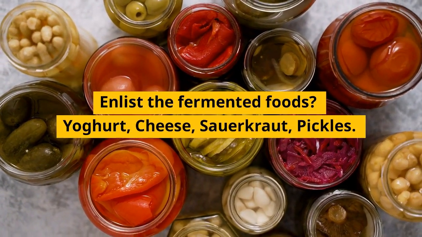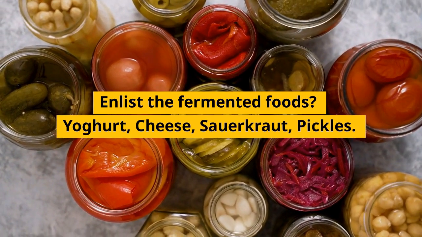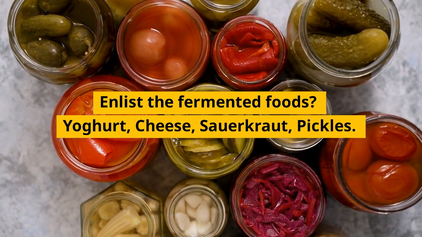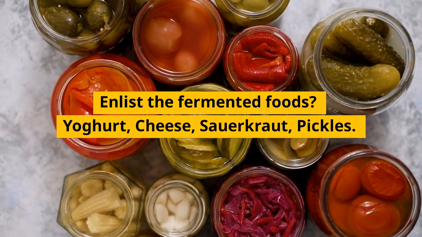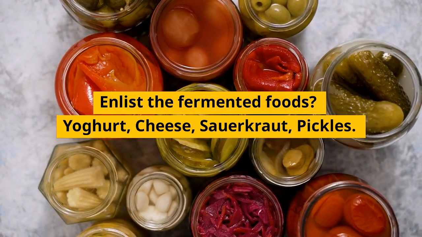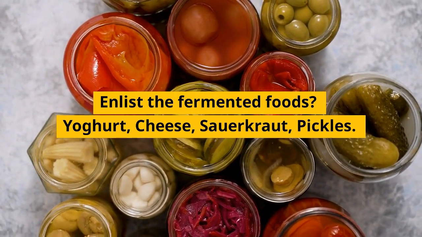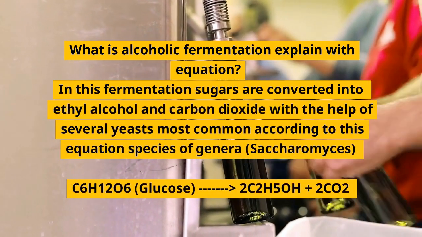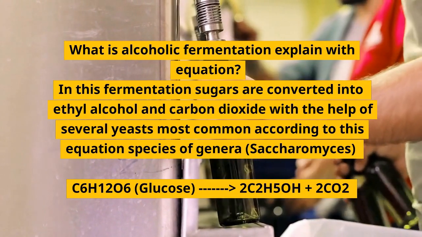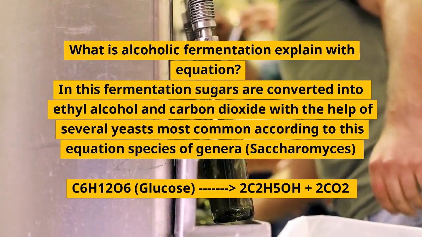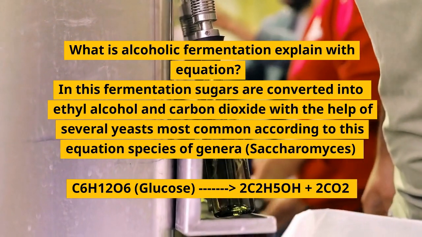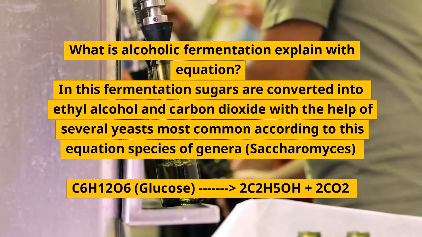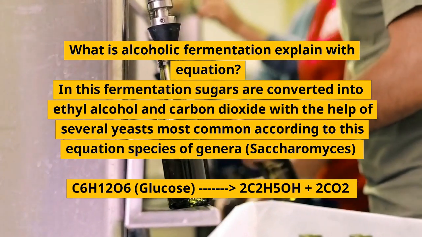Enlist the fermented foods: yogurt, cheese, sauerkraut, pickles. What is alcoholic fermentation? Explain with equation. In this fermentation, sugars are converted into ethyl alcohol and carbon dioxide with the help of several yeasts, most commonly species of genera Saccharomyces, according to this equation: C6H12O6, glucose, yields 2C2H5OH plus 2CO2.